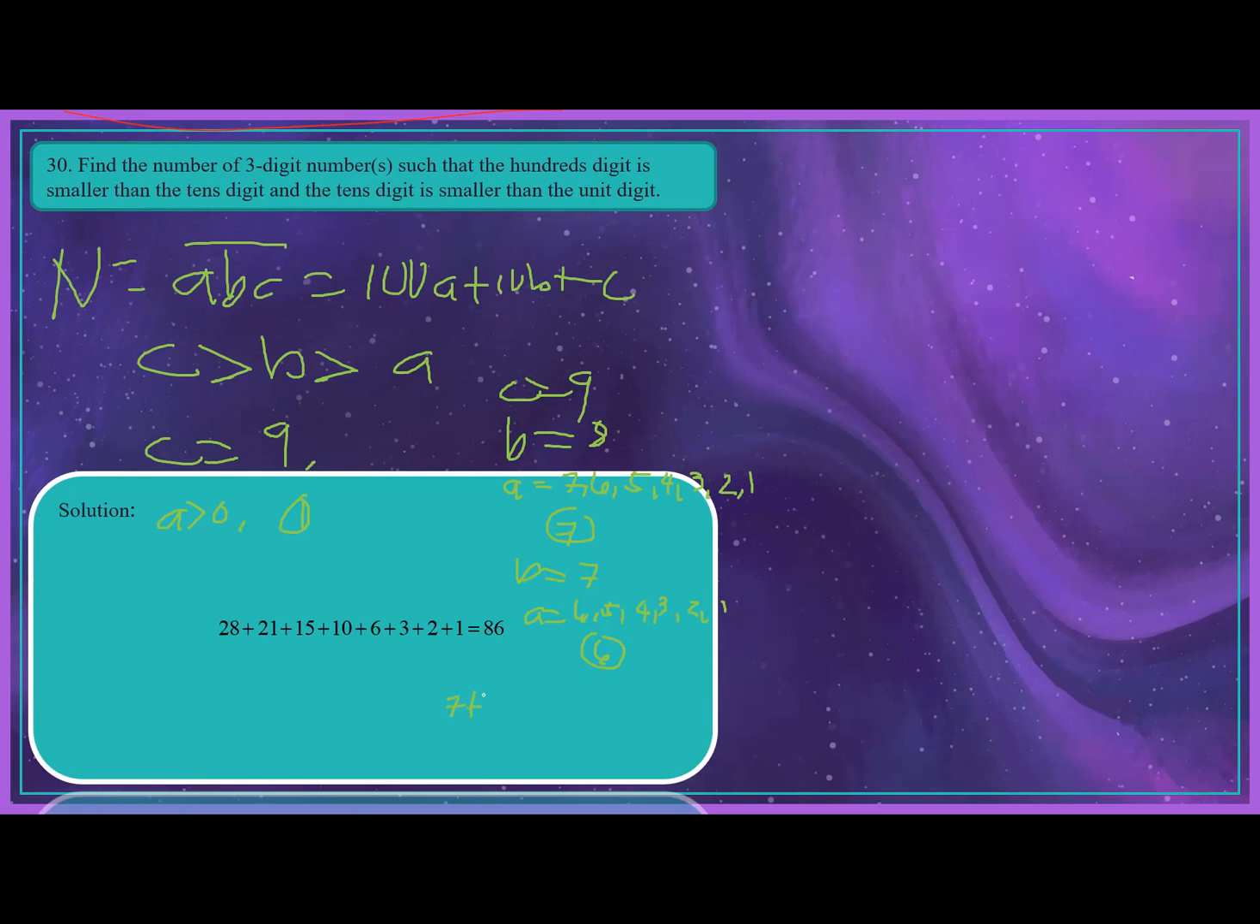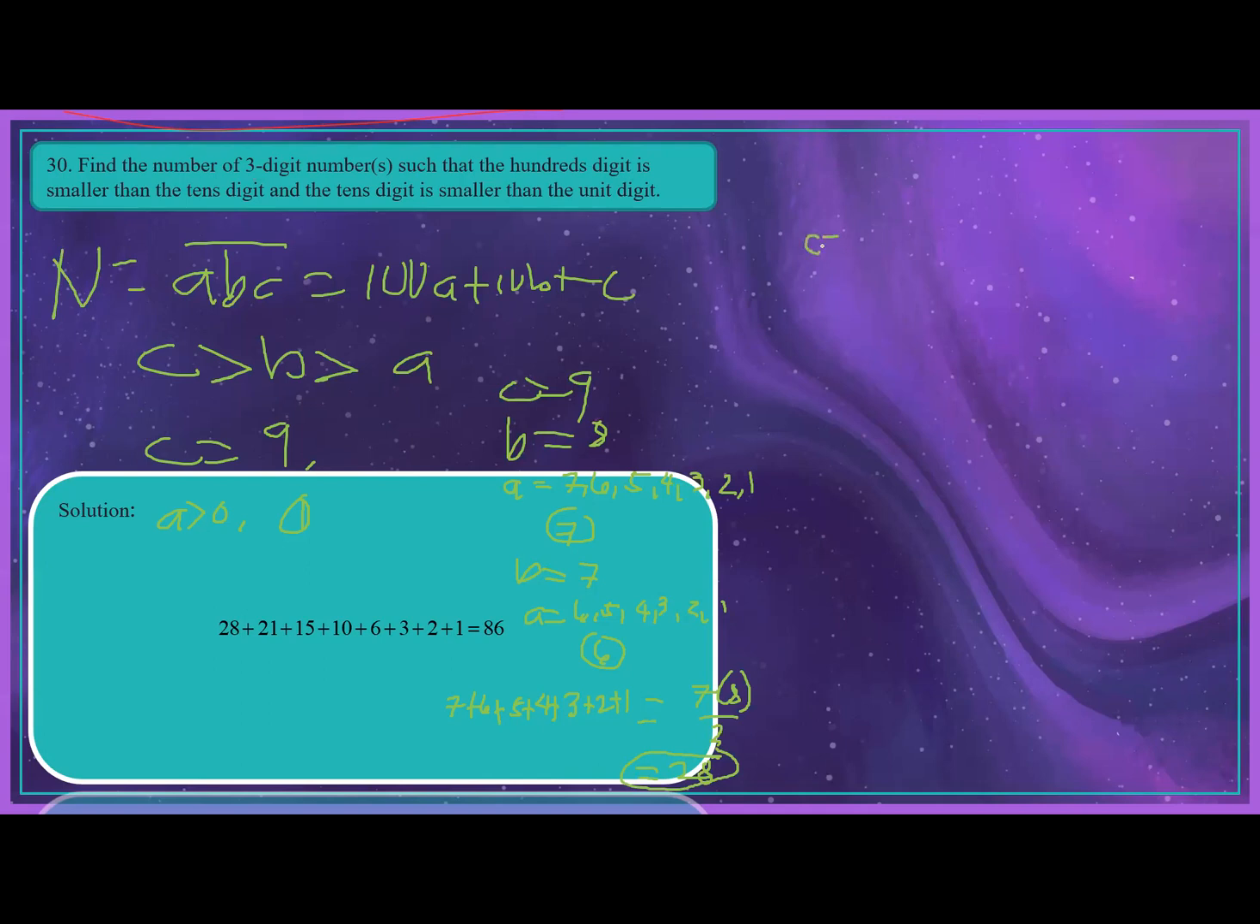So in total, 7 plus 6 plus 5 plus 4 plus 3 plus 2 plus 1, right? This is 7 times 8 over 2, that's 28. So this is the case when C equals 9.